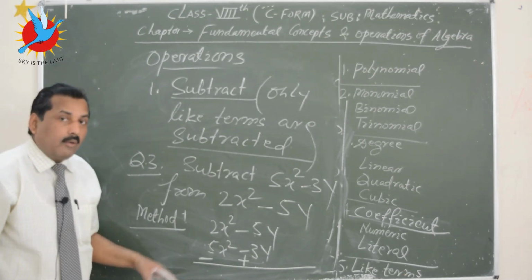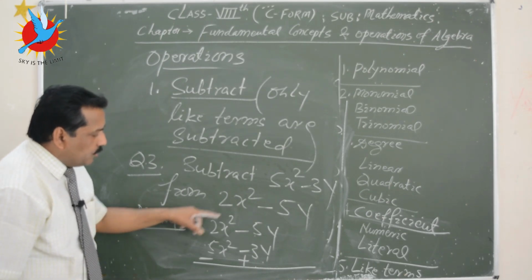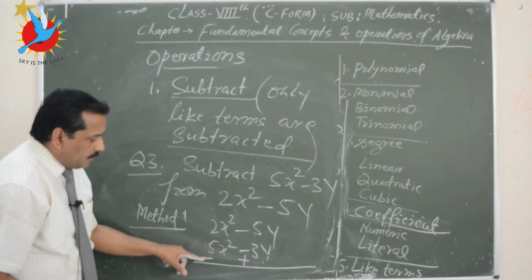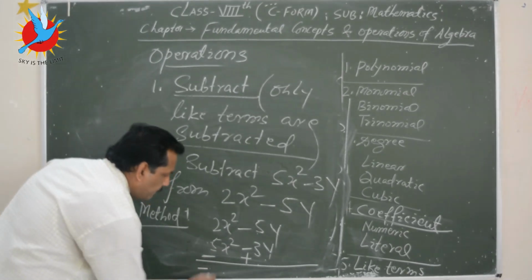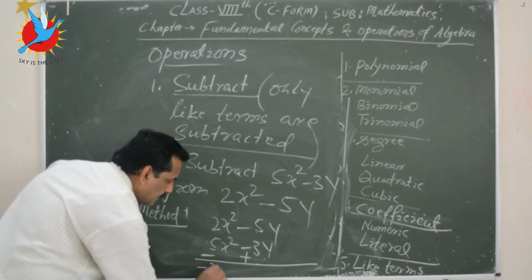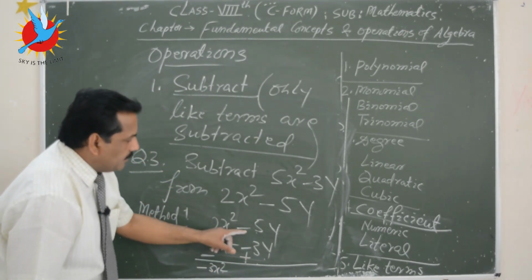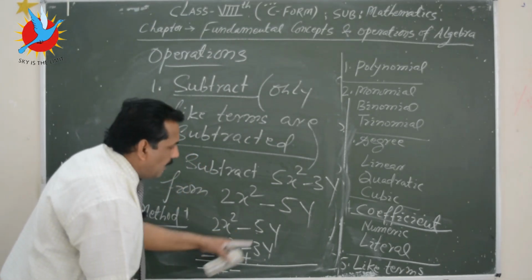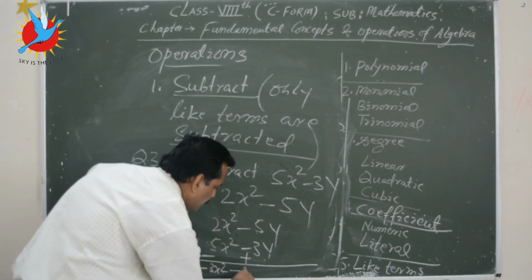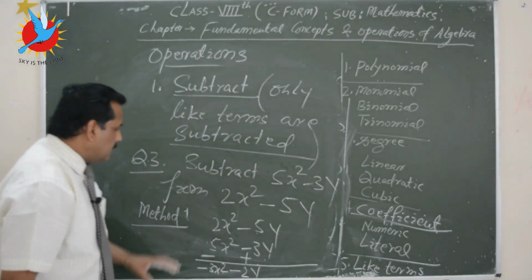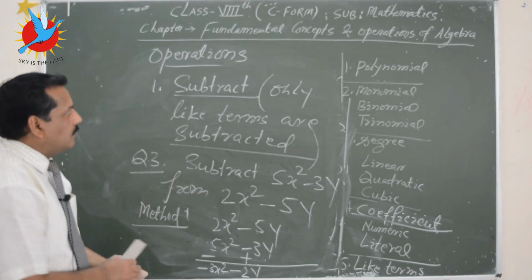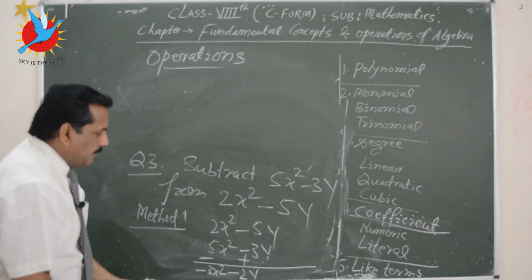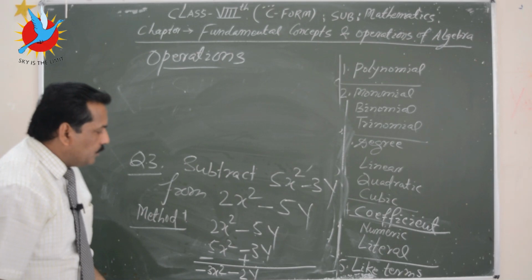Now we have to follow the rule of addition, just like addition. So this is 2x square and this is minus 5x square. So the sign of the greater, that is minus, and that is the difference, 3x square. And this is plus and this is minus, again sign of the greater, and this is minus, and the difference of 5 and 3 is 2, and y. So this is the tabular form, method 1, how to subtract. So what is the answer? That is minus 3x square minus 2y.